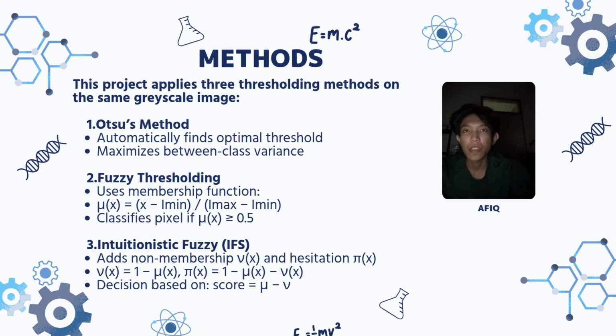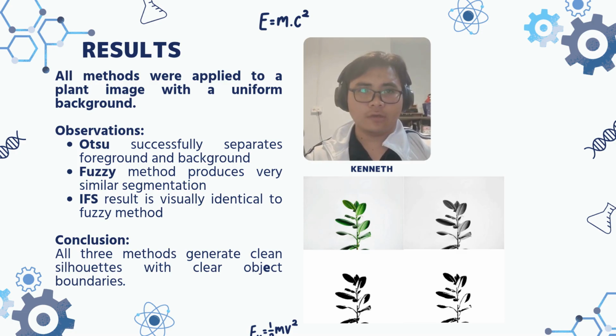Unlike the Otsu method, this approach uses a membership function to assign each pixel a value between 0 and 1, representing how strongly it belongs to the foreground. The membership value is calculated using the formula shown on the slide. A pixel is classified.